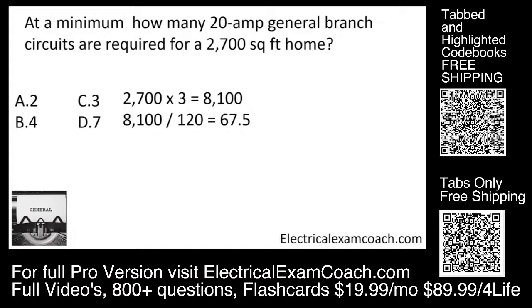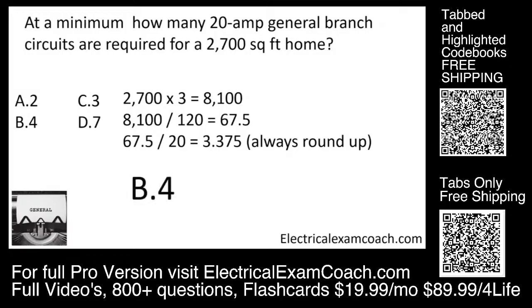Then we're going to take that and divide it by whatever size branch circuit that we are going to be installing. In this case, they want to run 20 amp circuits, and that's okay. Here we go. We take our 67.5 divided by 20. That lets you know at a minimum for this home, you must have 3.375 circuits, and we're always going to round up because you can't have a piece of a circuit. So the correct answer would be 4 for this home.